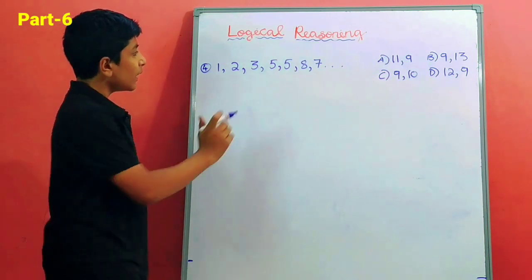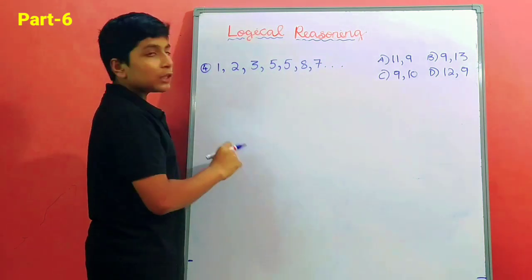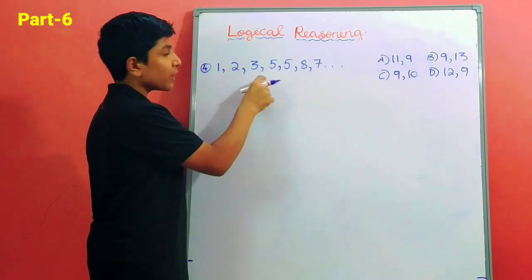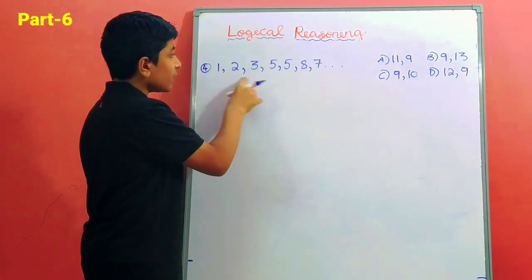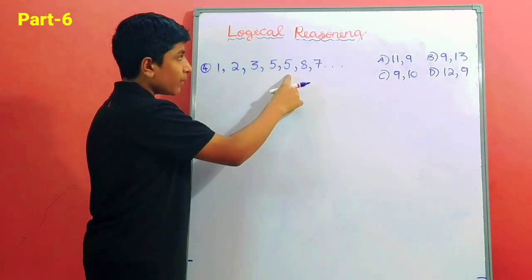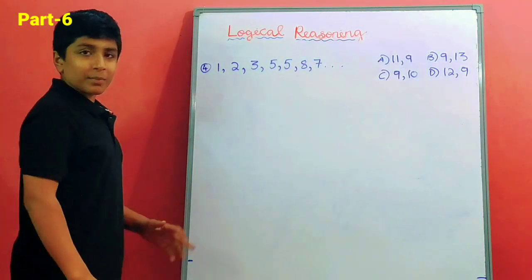Hope you have tried it. Now here we have 5 and 5. So it is not a normal series. We don't have 1, 2, 3, 4, 5. We have 1, 2, 3, 5 and 5. Here it is increasing. Here it is the same. Here it is decreasing from 8, 7. So it is not a normal series.